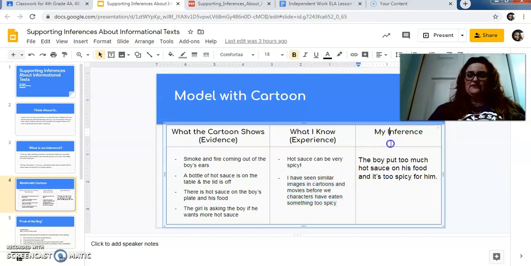So my inference, my conclusion, even though it doesn't come out and say it in the text, it doesn't come out and say it in the cartoon: the boy put too much hot sauce on his food and it's too spicy for him. That's what I can conclude. So you can see how I literally just took what was given to me in the picture and used what I already knew or have experienced in my own life, and I came up with my conclusion, my inference. So you're going to be practicing doing the same task.